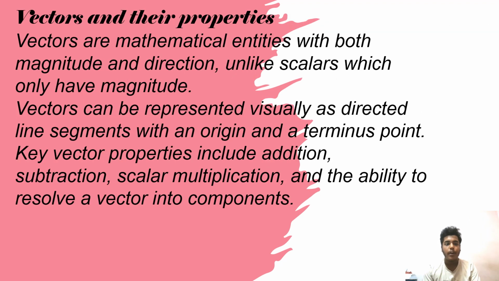Vectors and their properties. Vectors are mathematical entities with both magnitude and direction, unlike scalars which have only magnitude. Vectors can be represented visually as directed line segments with an origin and a terminus point. Key properties include addition, subtraction, scalar multiplication, and the ability to resolve a vector into components.